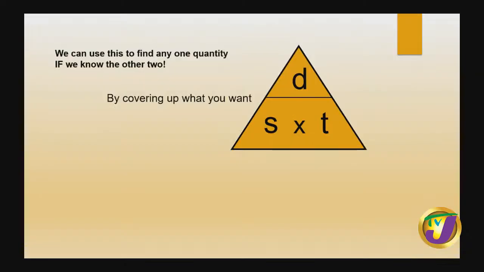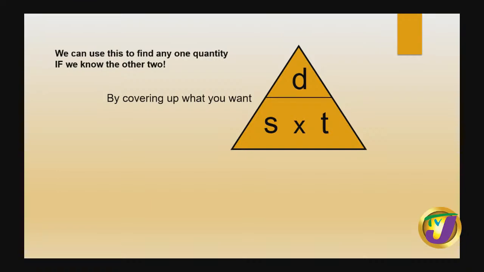We can use this to find any one quantity, whether distance, D for distance, S for speed, and T for time. If you know two, because notice prior we had two quantities in the family trip, we had distance and we had time. As long as you know two of the quantities, you can find the other quantity. Here we have speed being multiplied by time to give us the distance.